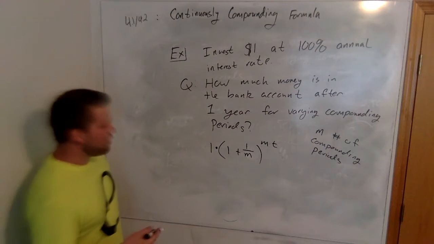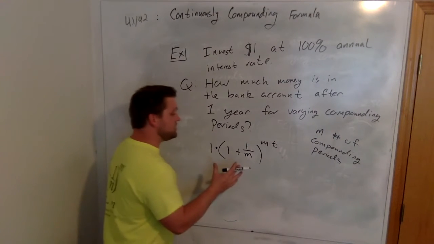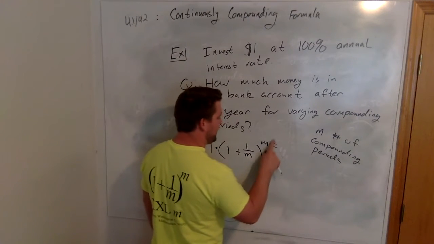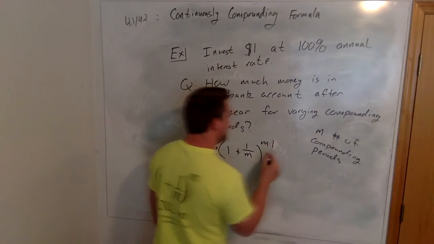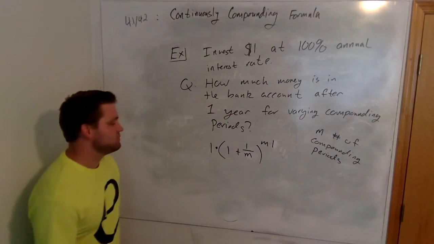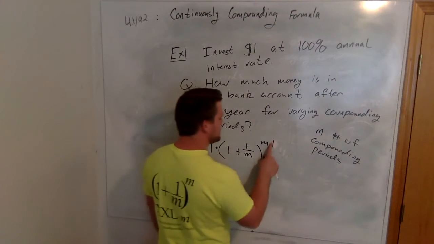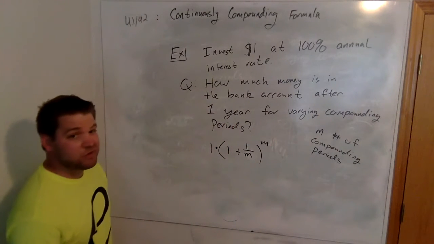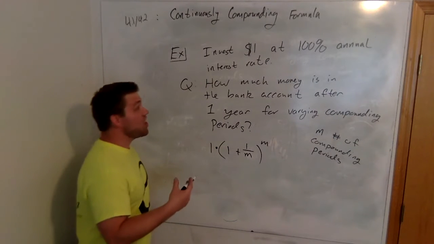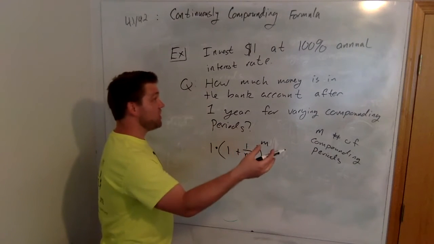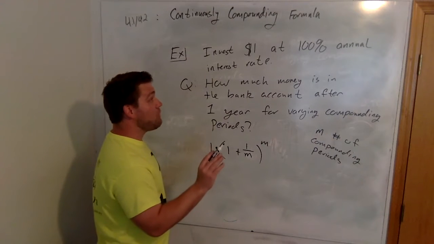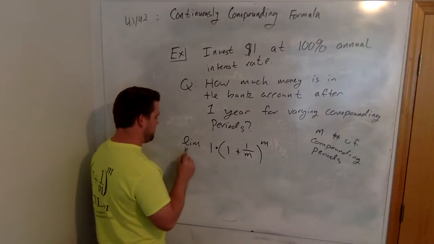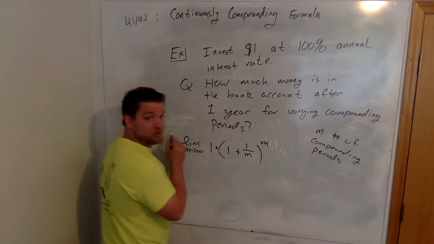But what we want to know is how much money is going to be in the bank account after 1 year, so we're going to replace t with 1. What happens at the end of 1 year for varying compounding periods? I would just have an m up here. Essentially, what we're asking is what happens as the number of compounding periods approaches infinity? What if this $1 was in a bank account earning 100% annual interest, and we're compounding that continuously? What would happen as m goes towards infinity?